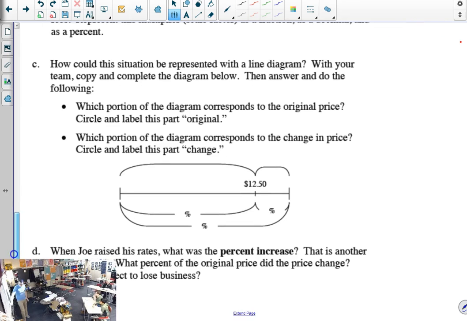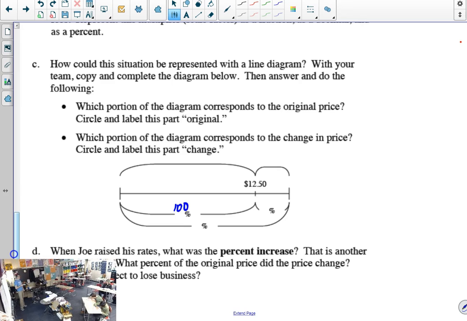But this is where this gets really dangerous. I'm just being straight up with you guys. A lot of people kind of struggle with this word. The $12.50 used to represent what percent of their cost? All of it, right? 100%. So this used to be 100%.